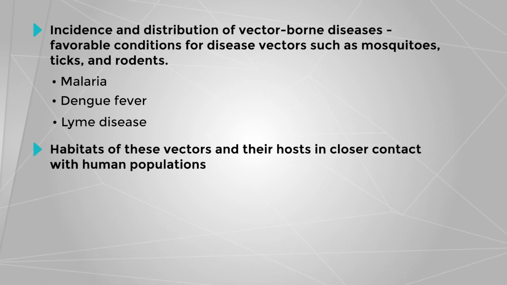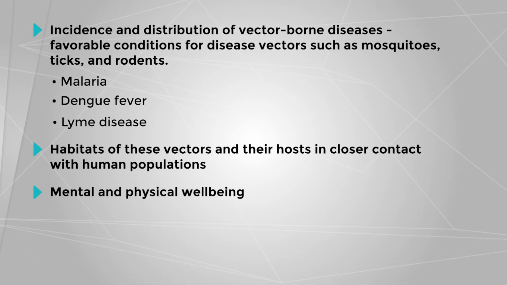Changes in land cover can also influence the habitats of these vectors and their hosts, potentially bringing them closer in contact with the human population. The alteration of land use and land cover can affect the mental and physical well-being of human beings.